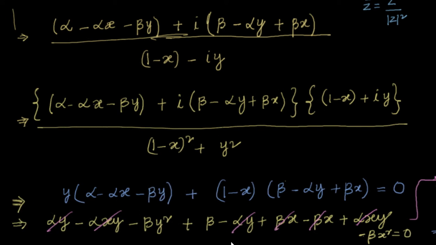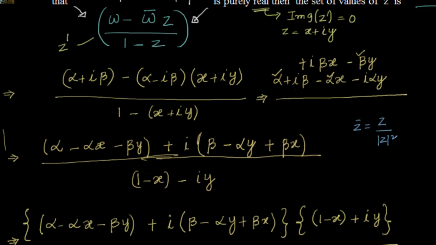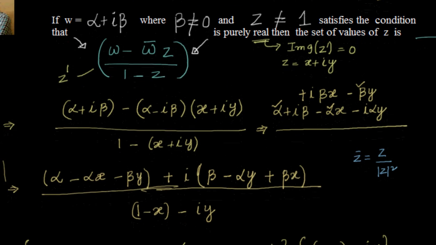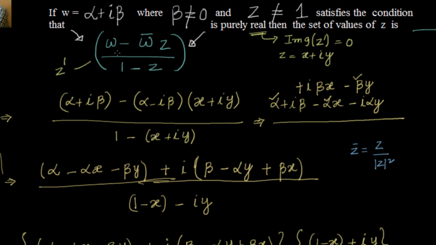So let's recap this and summarize this lengthy way of dealing with this. Once you look into the other solution, you will say that this is too lengthy. Anyway, we have been given w equal to alpha plus i beta. We have been told that beta is not equal to 0. And they also told us that z not equal to 1 satisfies the condition that w minus w conjugate into z divided by 1 minus z is purely real.